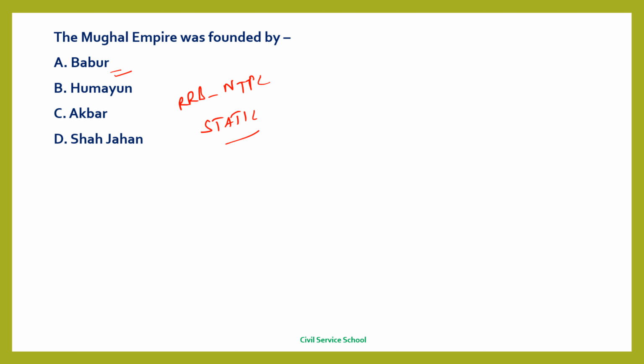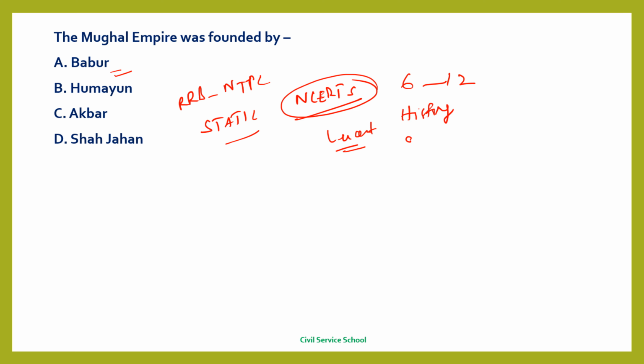So let me tell you one thing, all the aspirants who are preparing for some government exams, they should read NCERTs, rather than depending on some books in market like Lucent's, etc. These books are not better than the NCERTs. NCERT is the main book. So it is a request from my side, whoever is preparing for government exams, just read NCERTs from class 6 to 12, at least history, geography and economics.